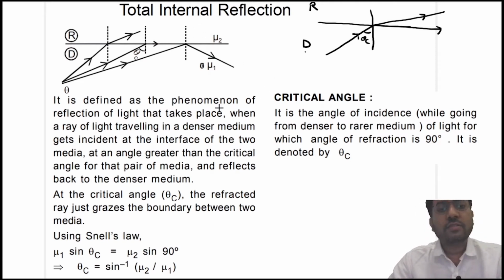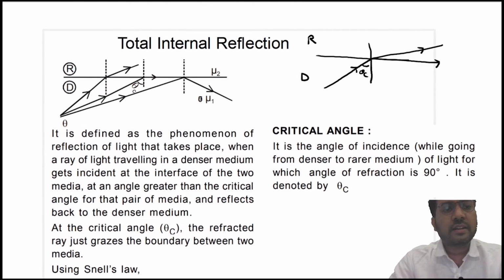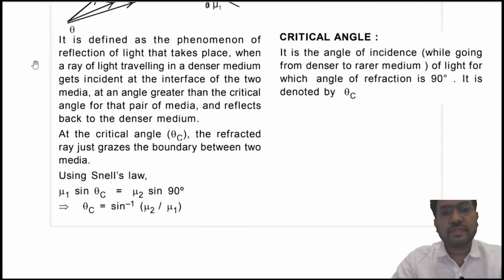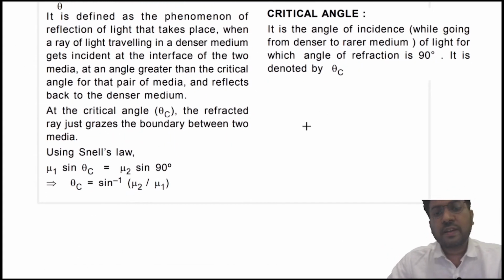This phenomenon is called total internal reflection. Now, why is it called total internal reflection? Because all the energy that is incident gets reflected, nothing gets transmitted. That is why it is said total internal reflection. Right? Now, how to find theta c?